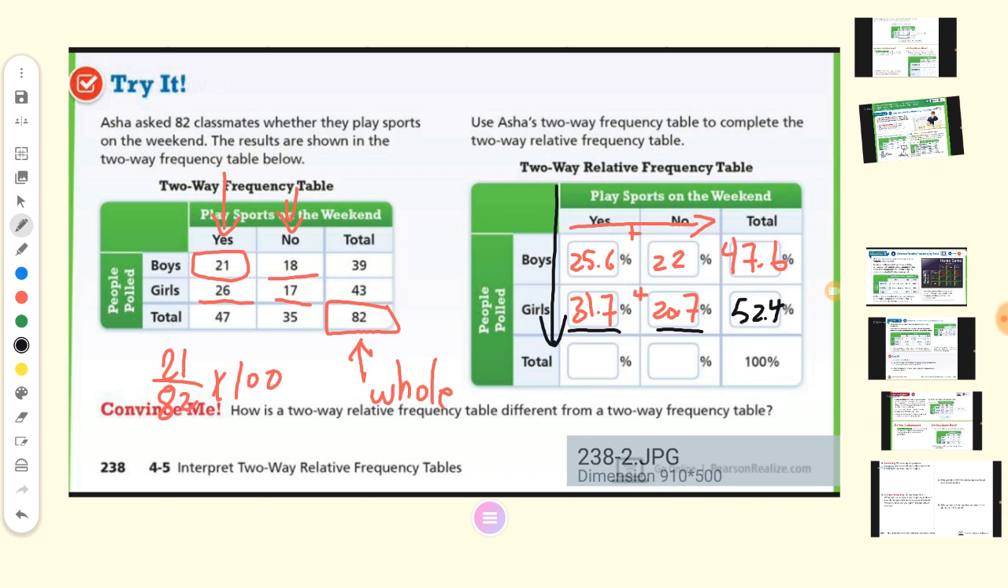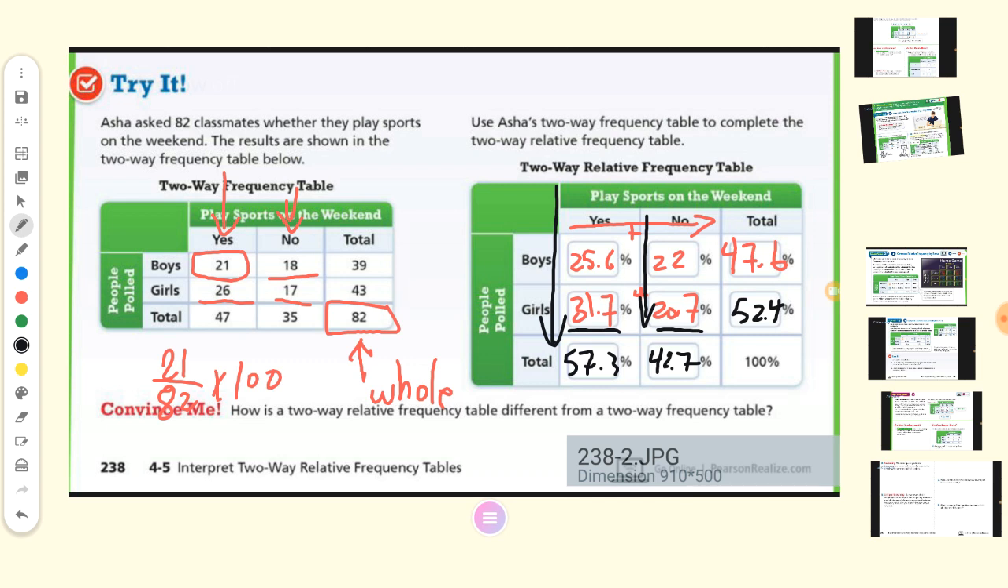Column will give me 25.6 plus 31.7. It will be 57.3. And the other column, if we add it, it will give us 42.7. Okay? This is how to convert from frequency table into two-way relative frequency table. Okay? Just convert to percent.